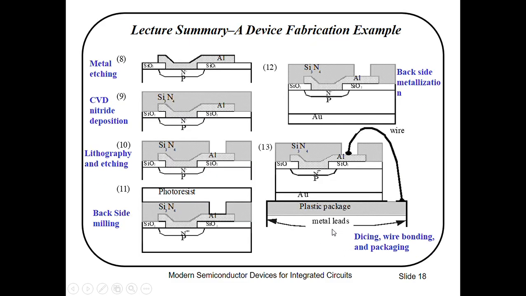The eighth one is metal etching. Ninth is CVD, nitride deposition. 10th is lithography and etching, and the 11th is backside milling. The 12th is backside metallization. Here you can see this backside metallization, and the final one is dicing, wire bonding, and packaging. So all these steps are included in the fabrication of integrated circuits.